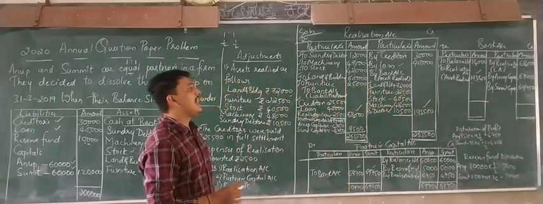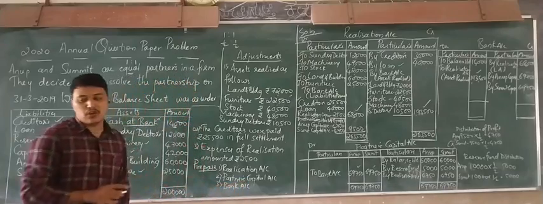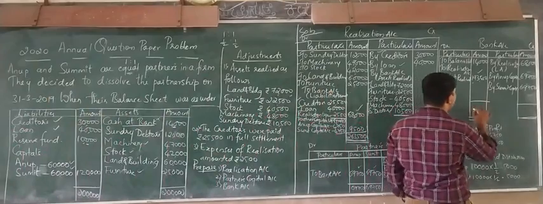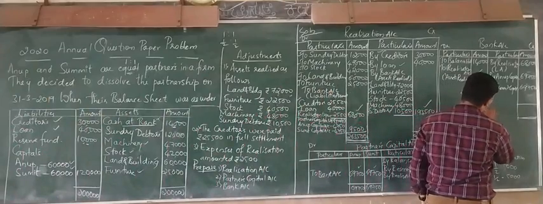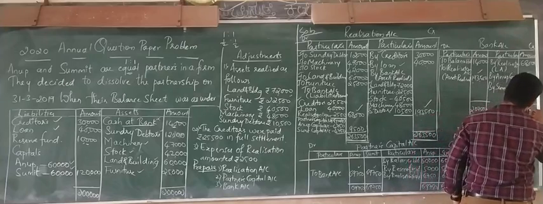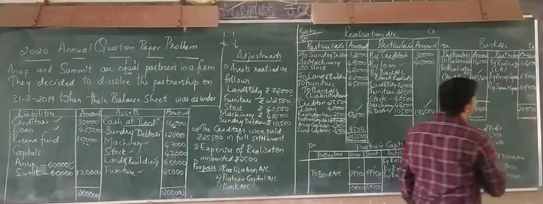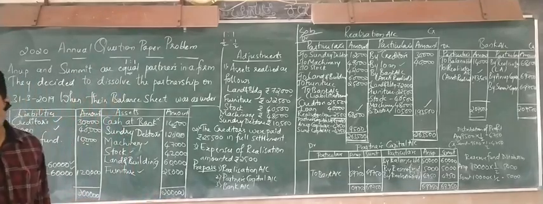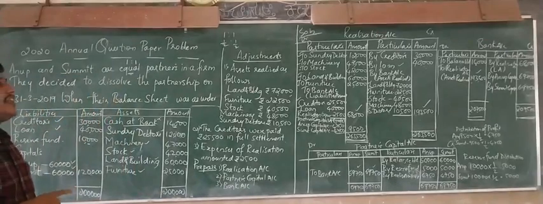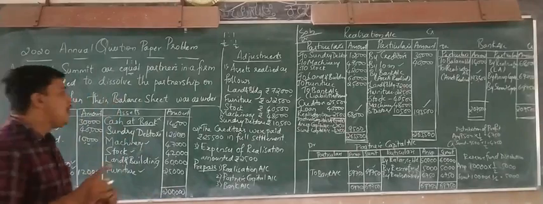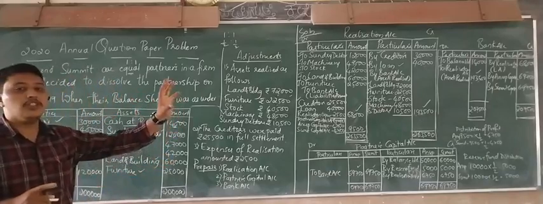1,93,500 plus 14,000. So what is the total? That is 2,07,500. Just make the total on both sides. Okay, so you get 2,07,500. So this is how you can solve the problem.